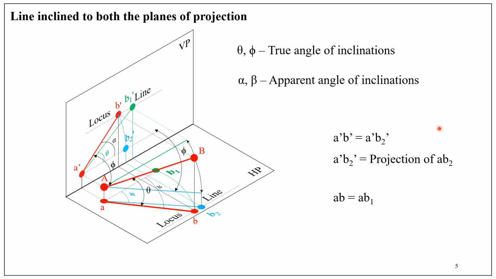Similarly, AB is equal to AB1. So what is this AB1? AB1 is the projection of A dash B1 dash. So what is this A dash B1 dash? A dash B1 dash is the true length of the line in the front view. This is drawn assuming the line is parallel to VP and inclined at an angle theta to HP.